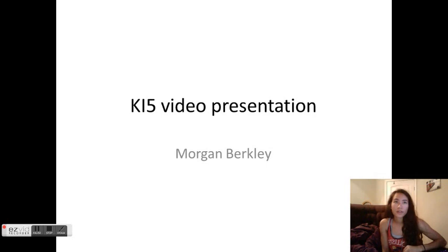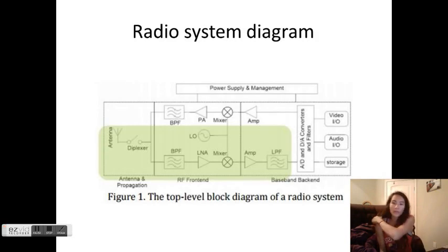I am currently taking all three of the 300 level junior level classes, so 342, 312, and 332. So right now I'm going to start with question 1 of the KI5, which is this beautiful radio system diagram.